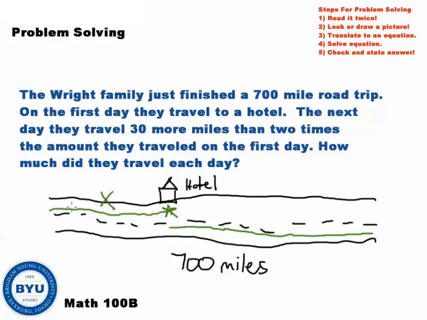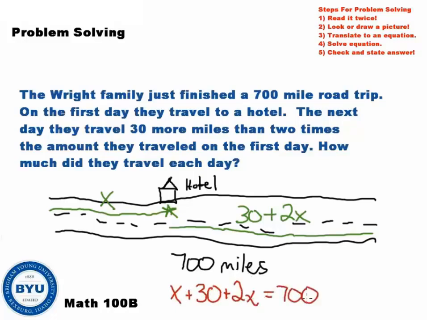They then told us that on the next day, they traveled 30 more miles, 30 plus, than 2 times what they traveled the first day. So again, x represents the first day travel. The second day travel would be represented by 30 plus 2x. We can then set up this equation by adding these together. It would be x plus 30 plus 2x equals 700.